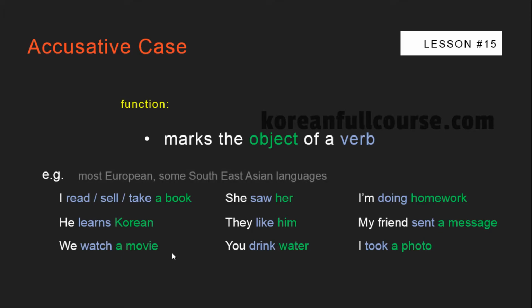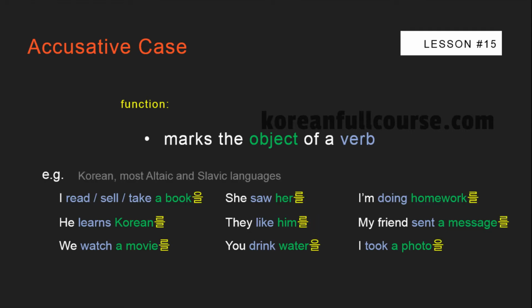In most European languages, including English, and some Southeast Asian languages, the sentence objects don't change their form, except a few words like her or him. Their subject form is she and he, and when they become an object, they change their form into her and him. So, unlike English, in the Korean language, you need to mark the object of a verb like so.